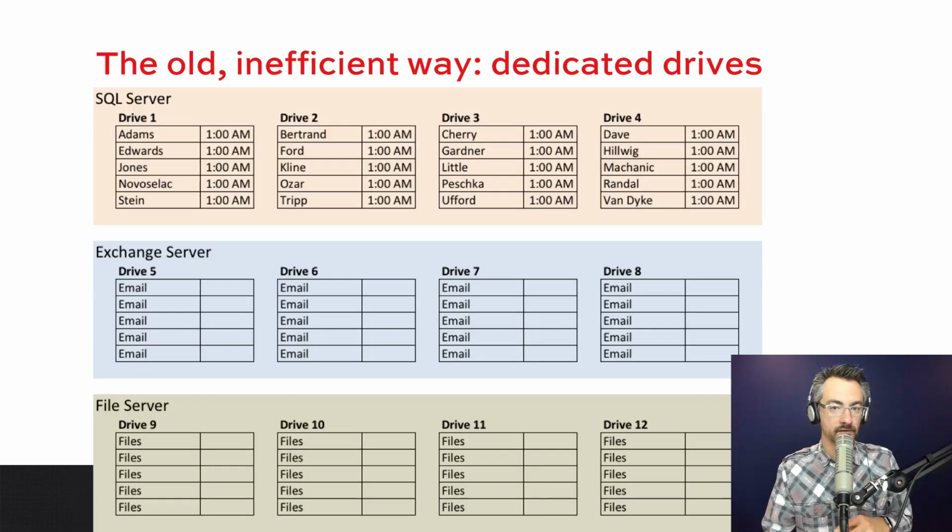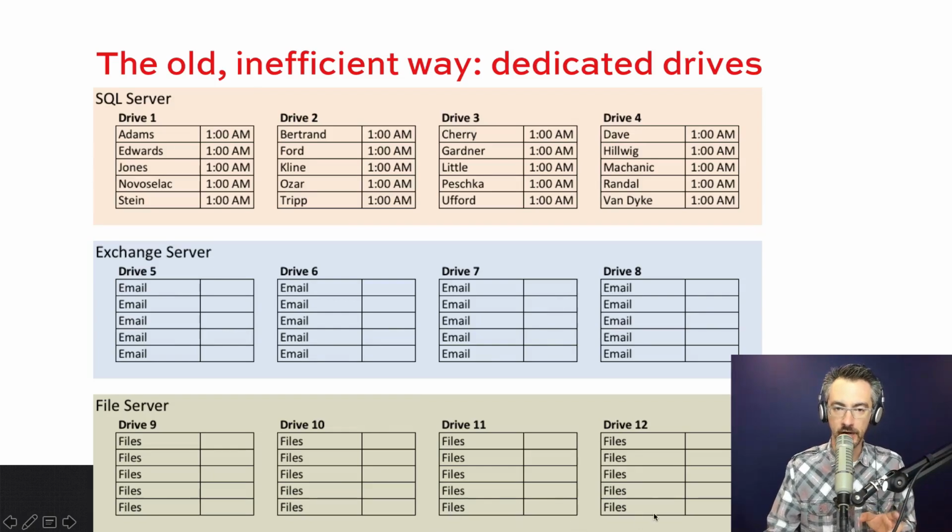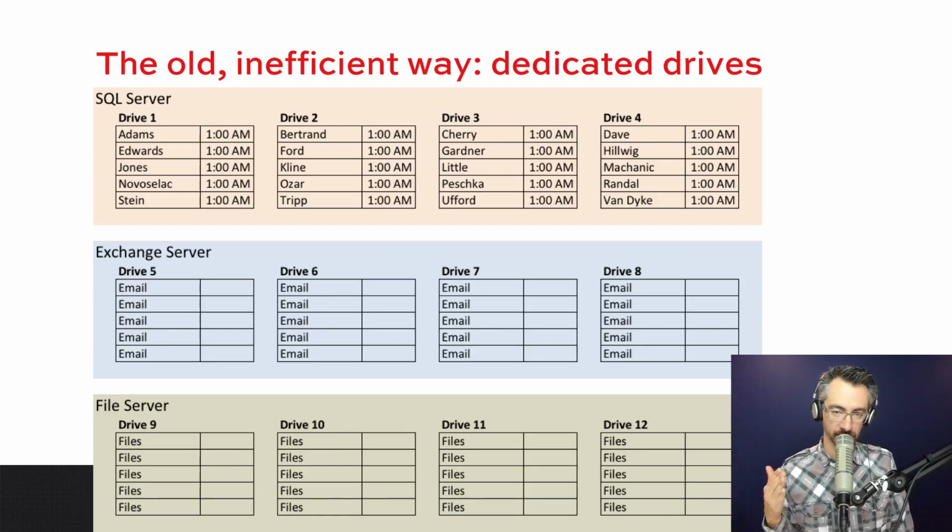The old way that we would configure our storage is we would have SQL Server with its own dedicated drives just for SQL Server. We would have a separate set of drives just for Exchange. We would have a separate set of drives just for our file server. And database administrators like this because they would say, no one else can slow me down. I know that my stuff is always going to be the same speed. Except the thing was, it was just predictably slow. It was always slow. It was never fast enough.